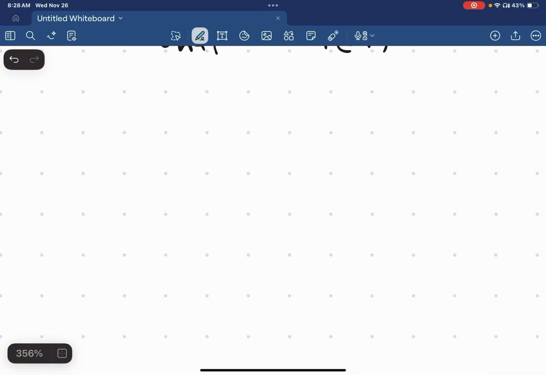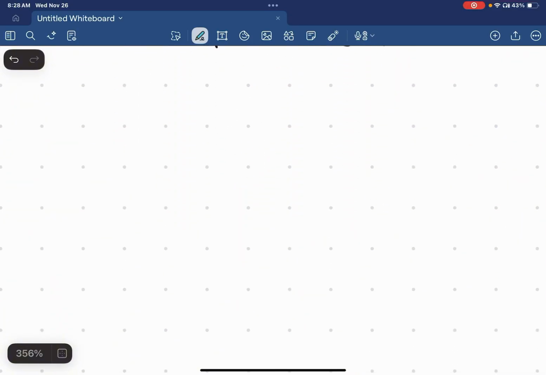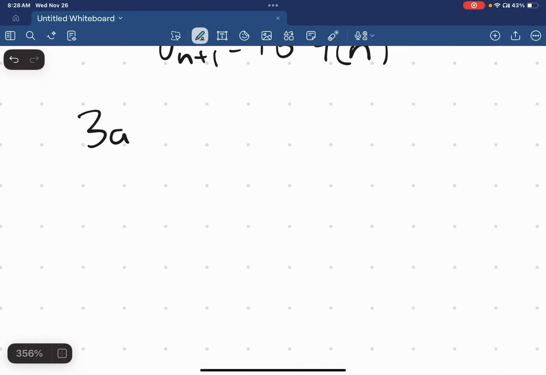Okay. Next up is 3. 3a asks us to find the number of terms in each of these arithmetic sequences. I haven't actually mentioned this, but when it says arithmetic, that means we know it's going to be addition or subtraction. So you don't have to worry about finding some crazy ratio going on. So let's just start here.